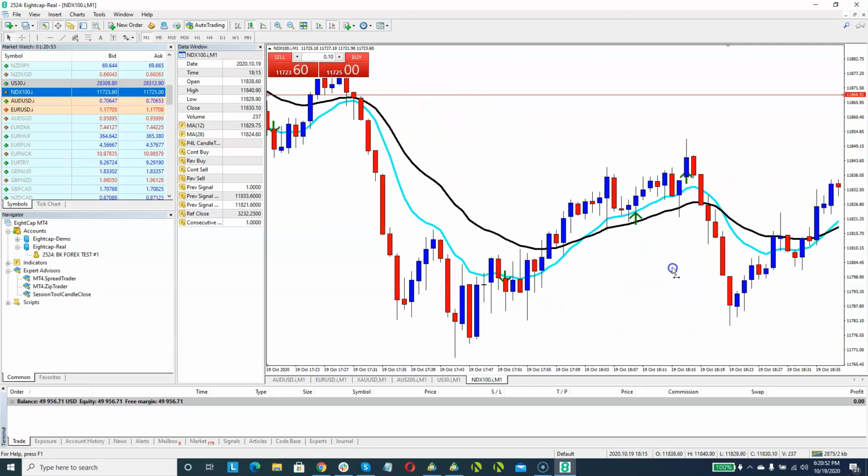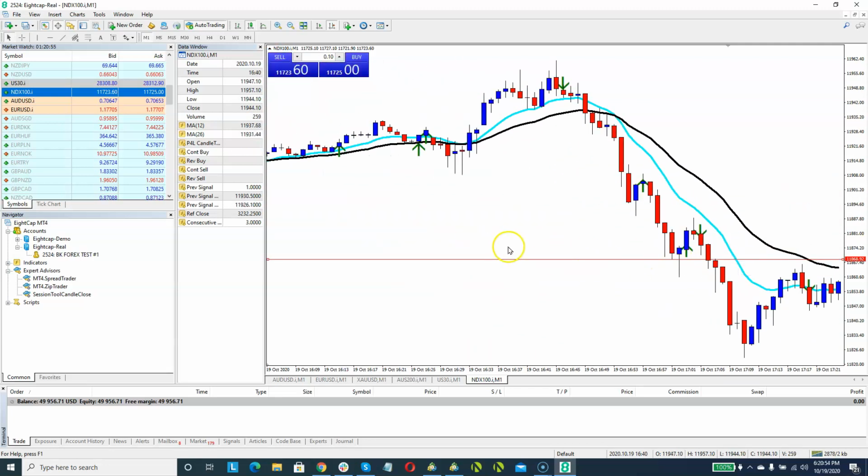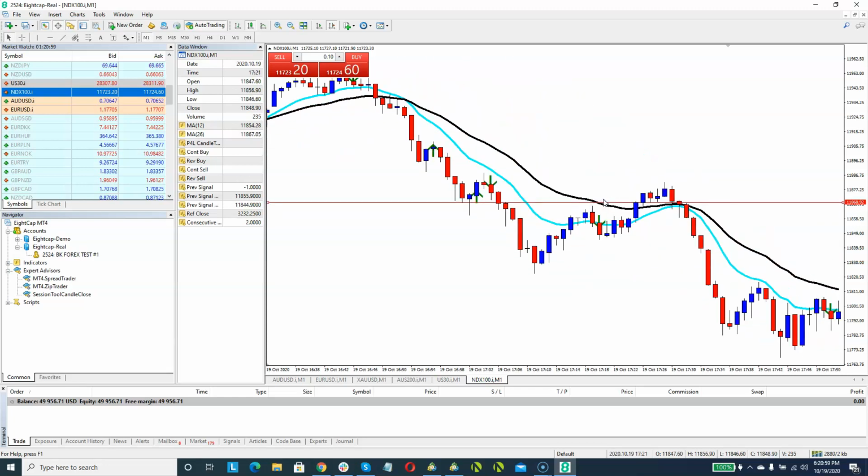Let's see if we have any more. No, we don't. So basically, we have just two clean, simple shorts in a downtrend that we take, and that's all we do. The reason we are so effective and so efficient and so profitable is because we only take the setups as they are structured, not anything else.